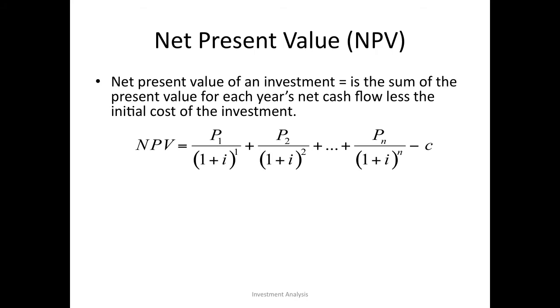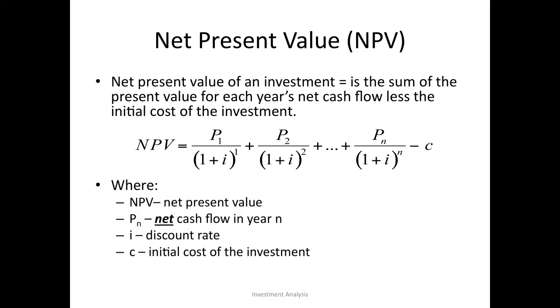This is the equation that we use to calculate net present value. It looks complicated, but it's actually quite straightforward to use. NPV is the net present value. P1, P2, and Pn are the net cash flows in any given year. So P1 is the net cash flow in year 1, P2 is the net cash flow in year 2, I is the discount rate, and C is the initial cost of the investment.